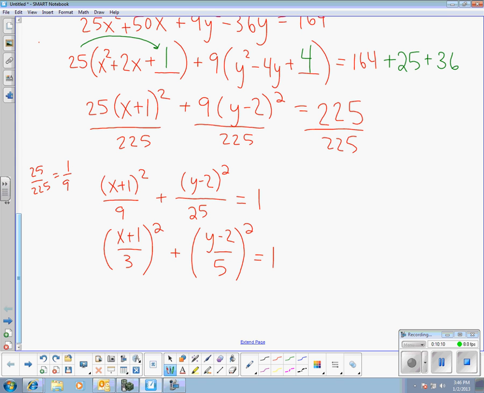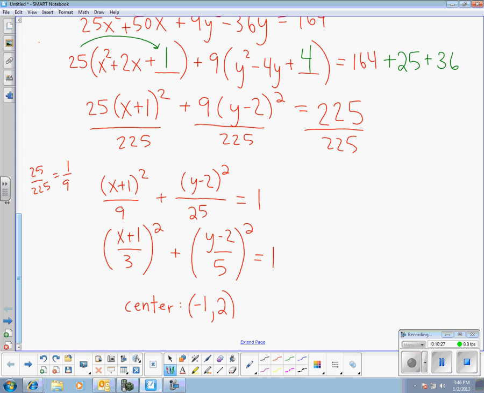So here are the parts. The center is found just like the center of a circle is found. Whatever goes with x, the opposite of that is the x coordinate, and the y, opposite of that is the y coordinate. So my center is negative 1, 2, because I was x plus 1 and y minus 2.